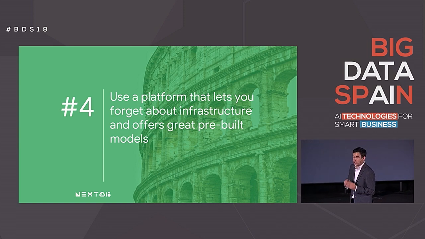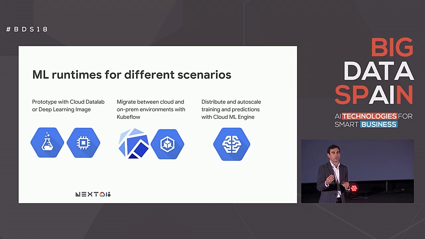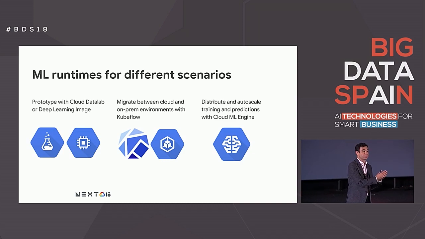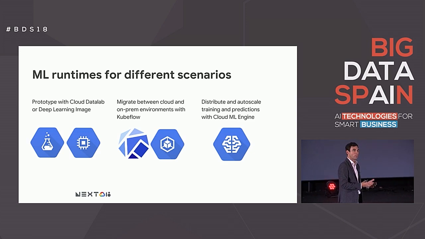So the fourth finding was to use a platform that lets you focus on your models and offers great infrastructure ready to use without configuration and great pre-built models. And that way, we need to accommodate many different runtimes and many different experiences. Because there are use cases where people want to develop on their laptops and experiment with their Jupyter notebooks and accelerate the pace at which we are making hypotheses and predicting things. Some other people want to deploy things at scale in the cloud and do training and inference in the cloud. Some other people may want to migrate between environments, and that's why something like Kubeflow exists.